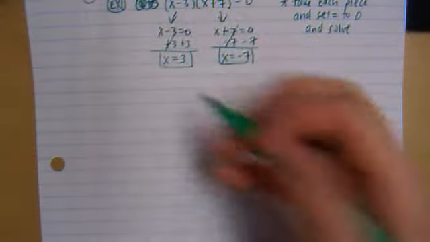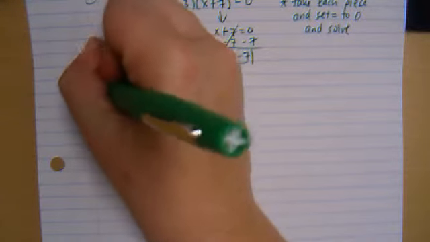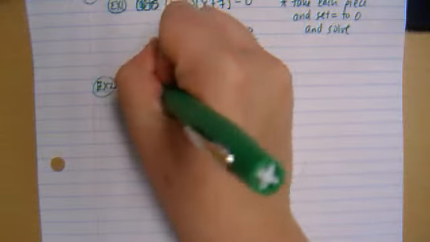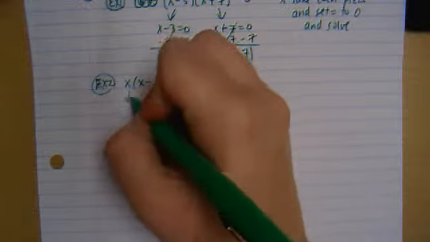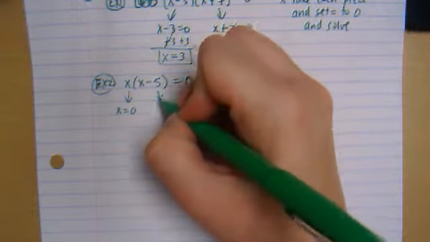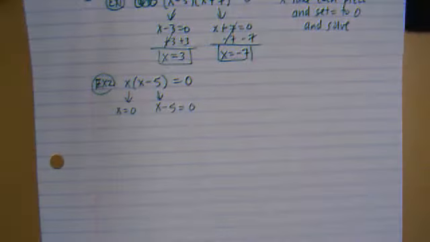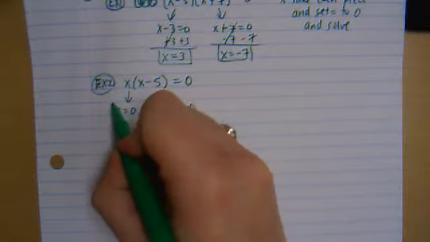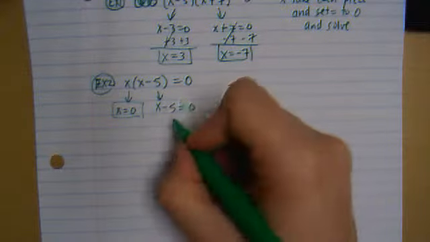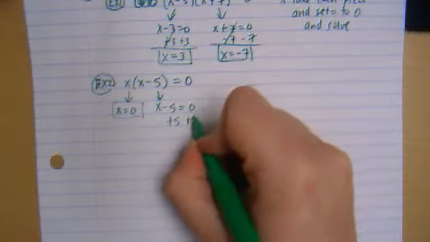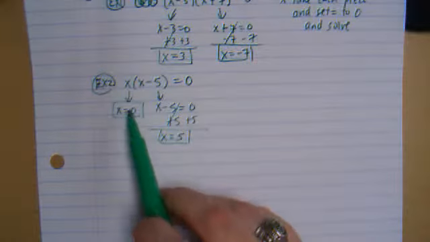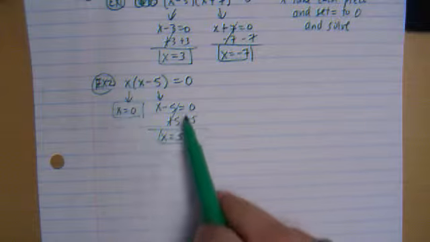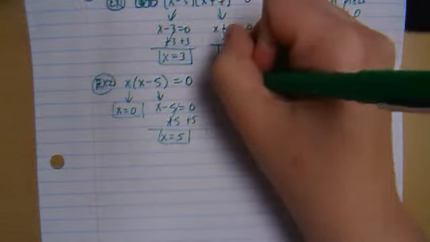Okay, let's look at another one. If I have x times x minus 5 equals 0. Again, I'm going to do the same thing. I'm going to set each equal to 0. Okay, if we look here, this one already has x by itself, so I don't have to go any further. For this one, I need to add 5 to both sides. So I have x equals 5. So this graph would cross through the origin and then again cross at 5.